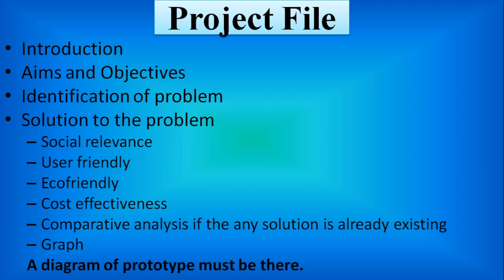Then you have to give the solution to the problem, and the solution should include the following points: social relevance, how far it is relevant to the society, then user friendly, eco friendly, cost effectiveness, and comparative analysis if any solution already exists for the particular problem. Then if required, you can give some graphical representation, a pie chart or anything, for your analysis purpose. And at the end of the file, a diagram of the prototype must be there.